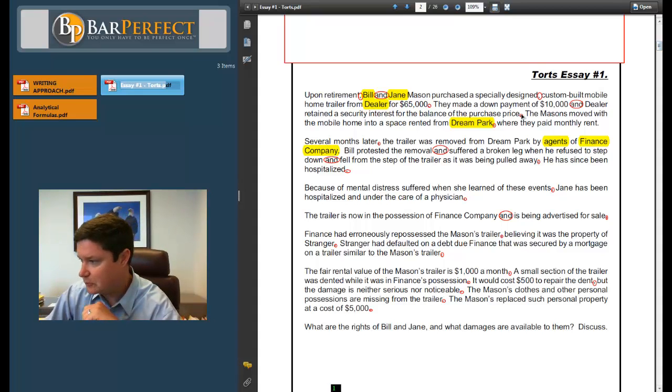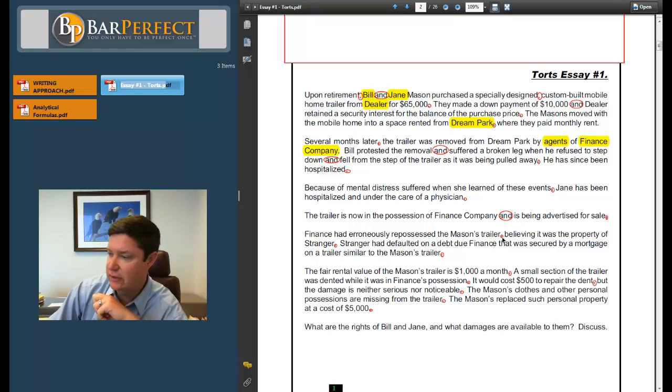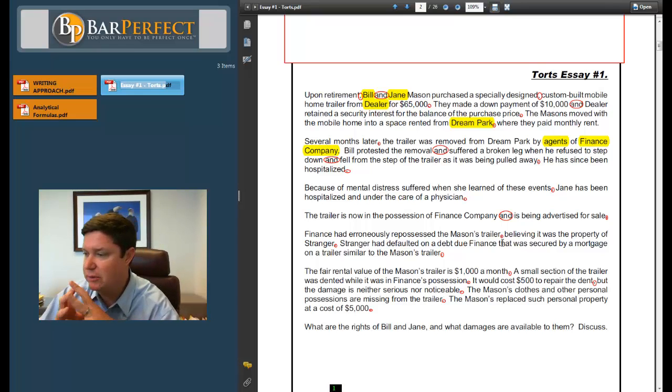Okay? So we see it. We see ands, periods, commas. Okay? Finance had erroneously repossessed the Mason's trailer, comma, believing it was the property of a stranger. Okay? Well, there are two issues in here, in one sentence. Erroneously repossessed.